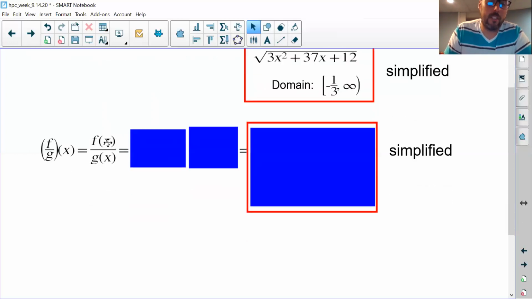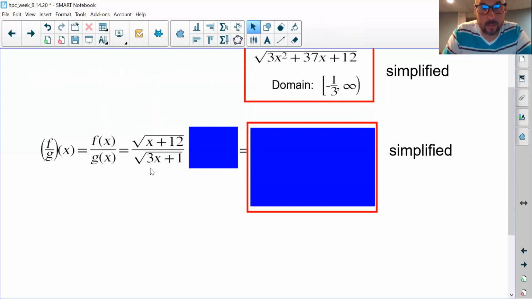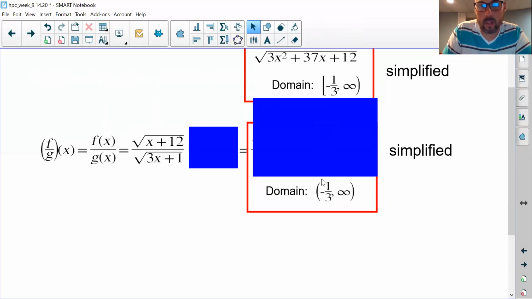Same thing with f divided by g. F divided by g will have almost the same domain, but with a new problem: you're dividing by g. So you're dividing by something that has the potential to be 0. What x value would make this be 0? Only negative 1/3. So the domain for this answer is the same as this, except it excludes negative 1/3. So there'll be a parenthesis instead of a bracket.